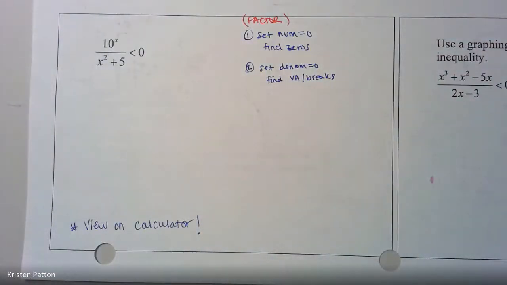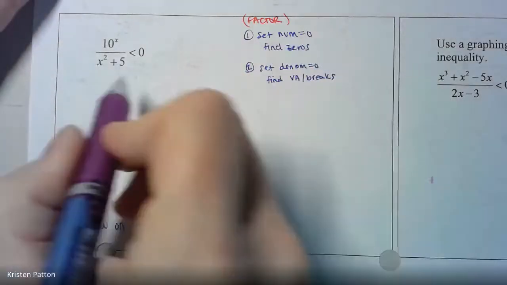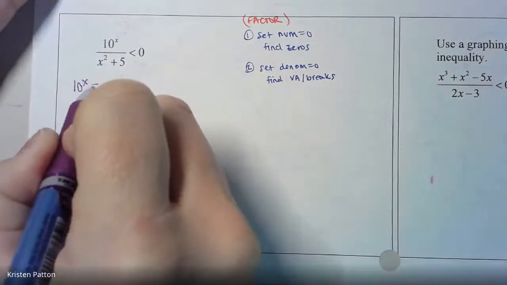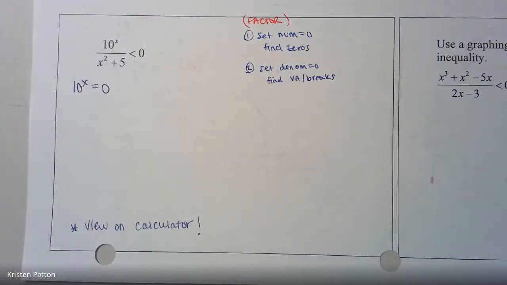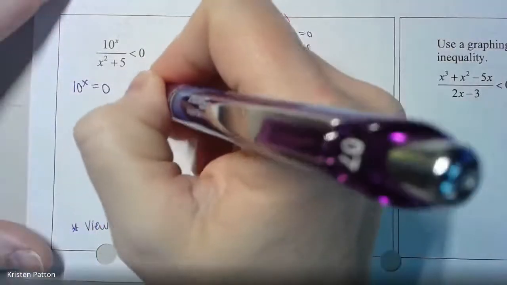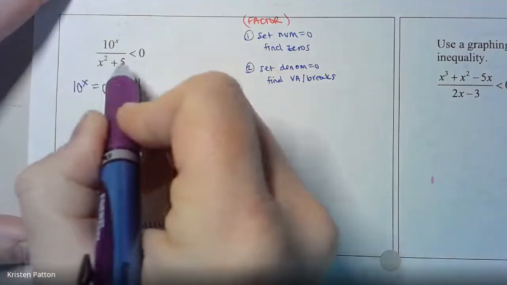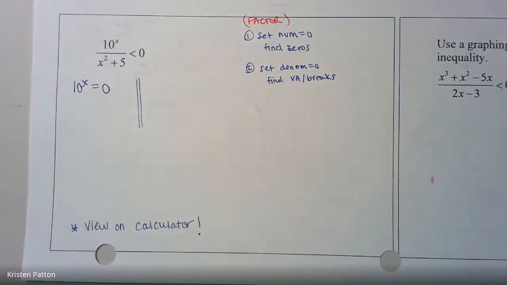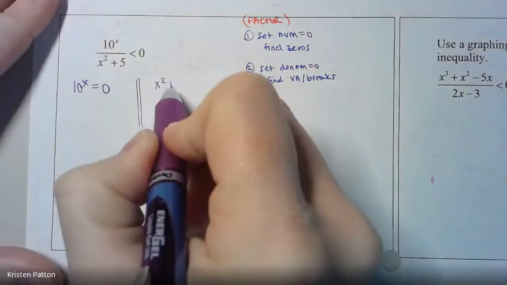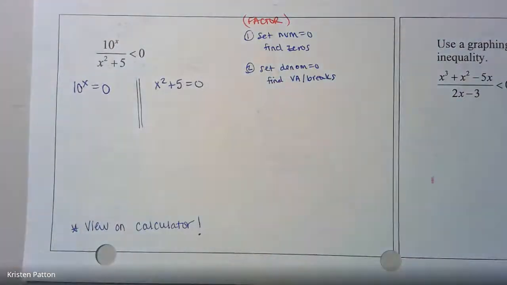Well, guess what? The numerator is an exponential function. There's nothing to factor. But I'm still going to set it equal to 0. So 10 to the x equals 0. That's me setting the numerator equal to 0. And then the bottom, and we'll come back to that, the bottom is a quadratic. Awesome. But it doesn't factor. It's not a difference of squares. There's no GCF. So I think the best thing I can do is just write x squared plus 5 equals 0. And let's solve both of these things.